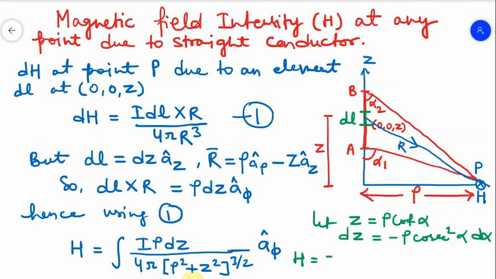This H will be minus 1 upon 4 pi, and the limit will be alpha 1 to alpha 2, in this rho square cosec square alpha d alpha, upon rho cube cosec cube alpha, and the direction is a phi.